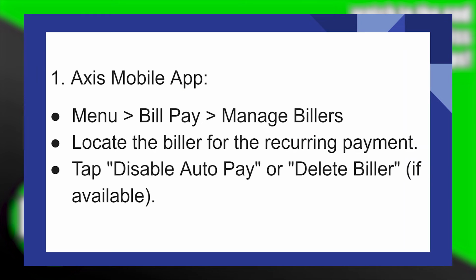First of all, go into the menu of the Axis mobile application. Then choose the Bill Pay option and Manage Billers, and locate the biller for the recurring payment. Now tap on Disable Autopay or Delete Biller, if available.